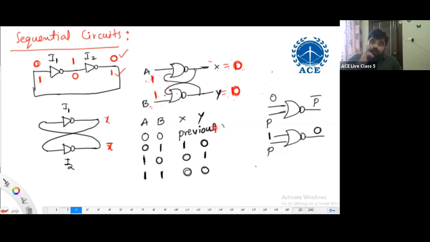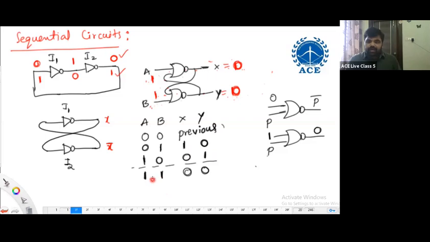But what happens if I apply input conditions which result in uncomplemented outputs? Afterwards, what may happen? That's what is important. After applying 1, 1 input condition, we have seen uncomplemented output 0, 0. If the next sequence of inputs is 0, 1, no doubt it will be 1, 0. If I'm applying 1, 0, no doubt it becomes 0, 1.